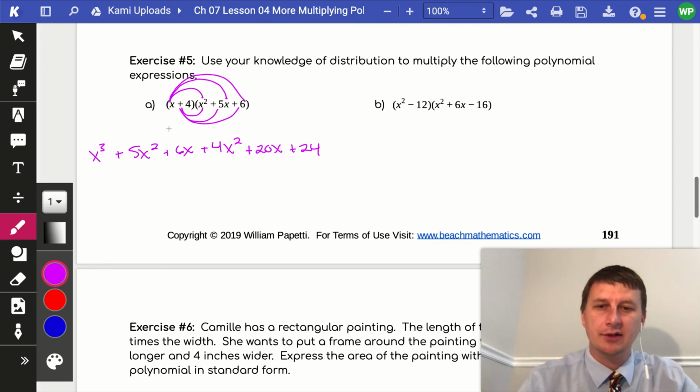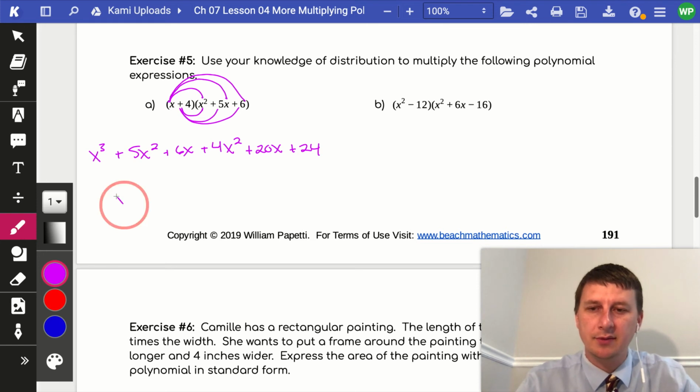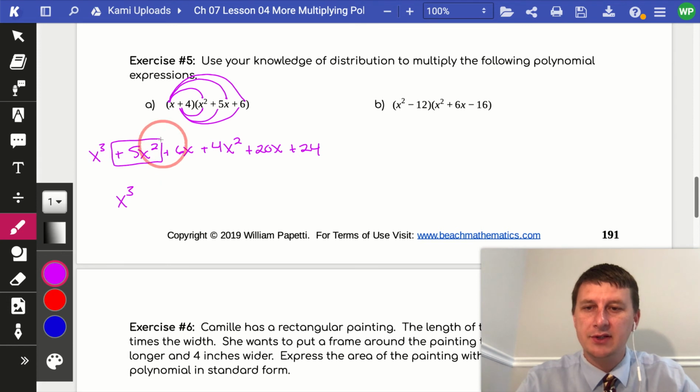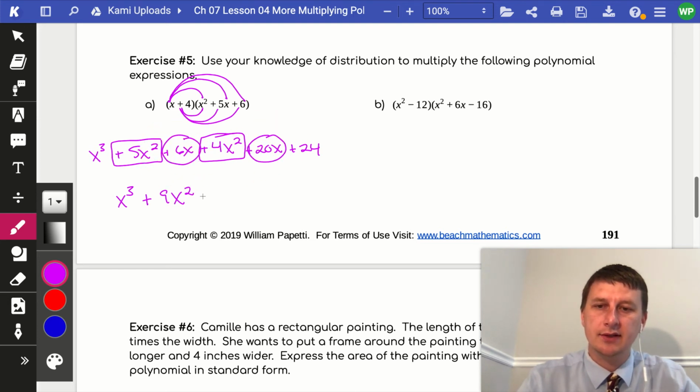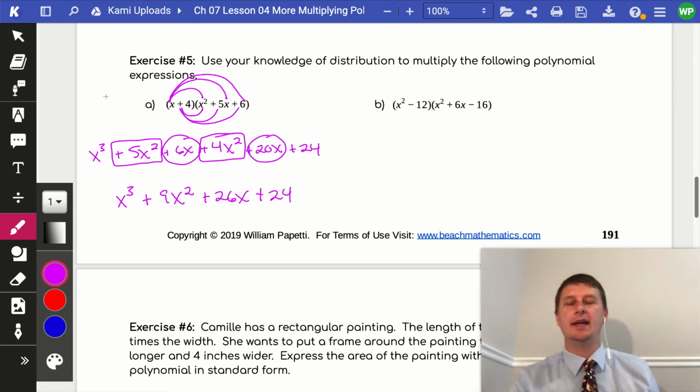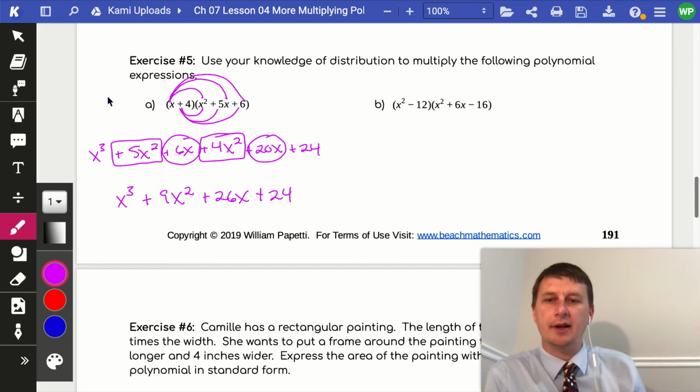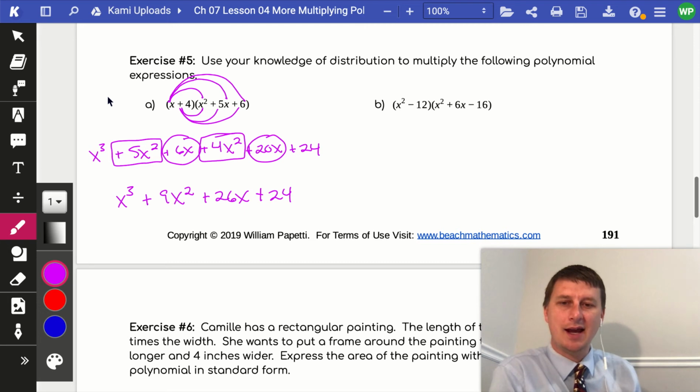And now we look for like terms. I don't see any other x to the third, so I'm going to just bring down my x to the third. Are there any x squareds? Yes, there's 5x squareds and 4x squareds, which will combine to give me 9x squared. I have a 6x and a 20x, so I have a 26x. And then I just have a constant of 24 at the end, so I'll just add that on to the end. So our final product in part A is going to be x to the third plus 9x squared plus 26x plus 24, a polynomial.